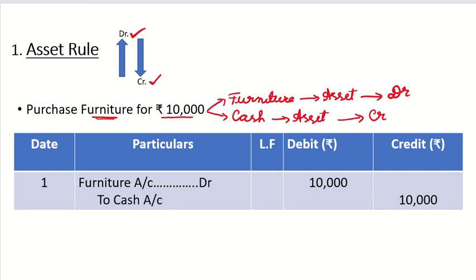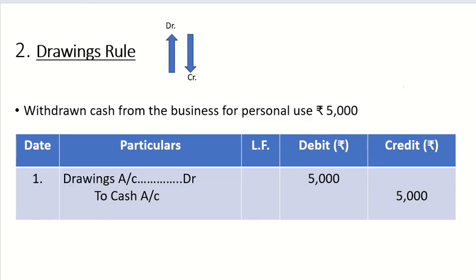So what will be the journal entry here? Furniture account debit to cash account, rupees 10,000. Fine. So this will be the journal entry for this. Now let's see the second rule here, that is the drawings account. The drawings account rule says that for increase it is debit, for decrease it is credit.